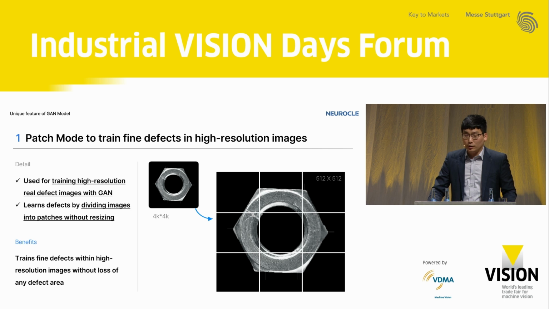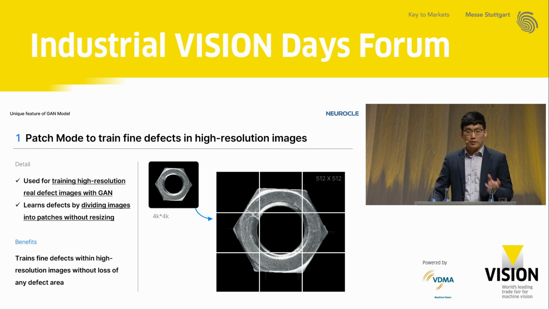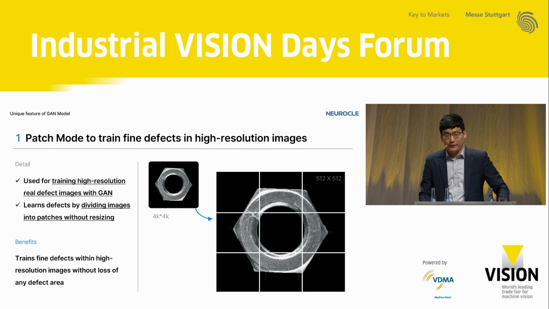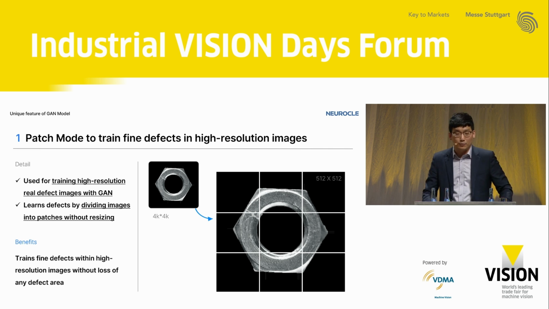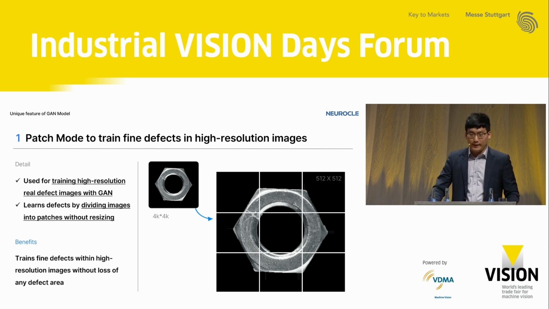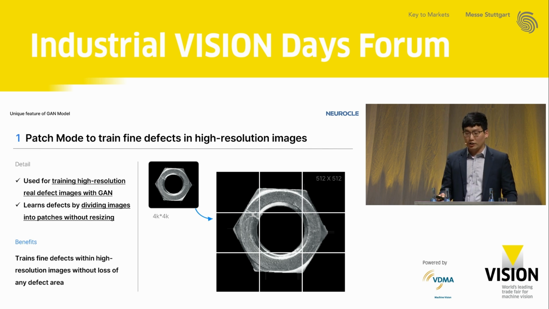Yeah. And also, sometimes the GAN model is a little bit heavier model, as I mentioned, because it includes a generator and discriminator, right? So it's also difficult to use high-resolution images. So we also have a patch mode for this GAN model, so that even if you have very small, tiny defects with high-resolution data, you can use a GAN model. This is another benefit of ours.